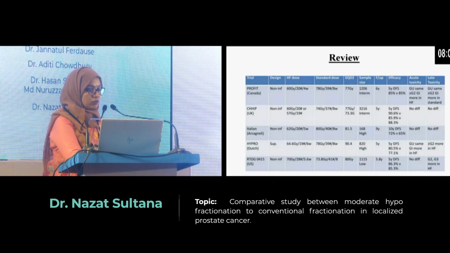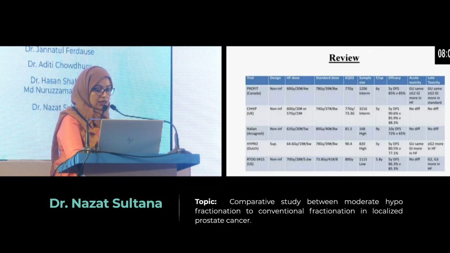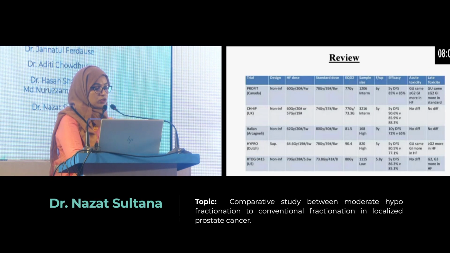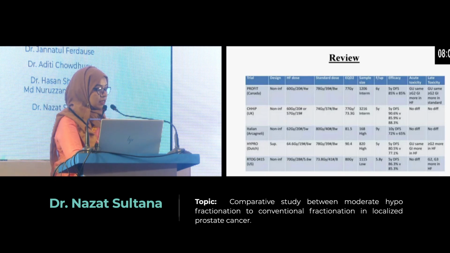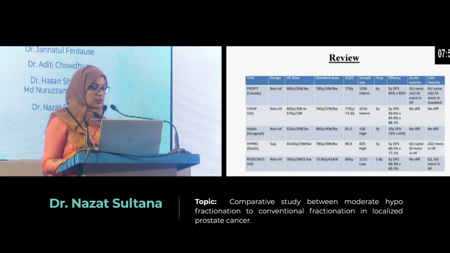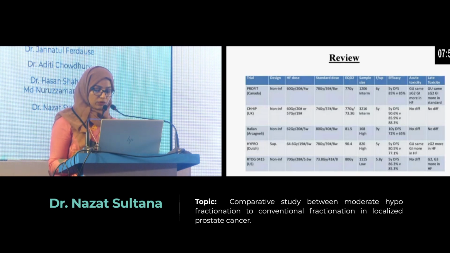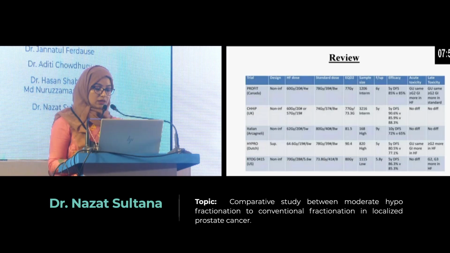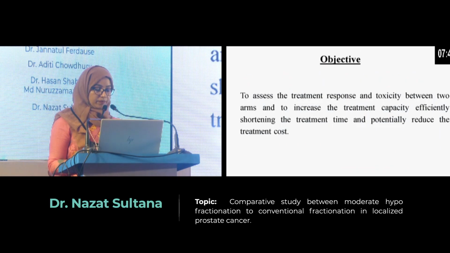These are the reviews: the PROFIT, CHHiP, Italian, HYPRO, and RTOG 0415 trials. They have shown that hypofractionation is non-inferior to the conventional fractionation schedule, except the HYPRO trial, which has shown that hypofractionation is slightly superior to the normal conventional fractionation in radiotherapy.